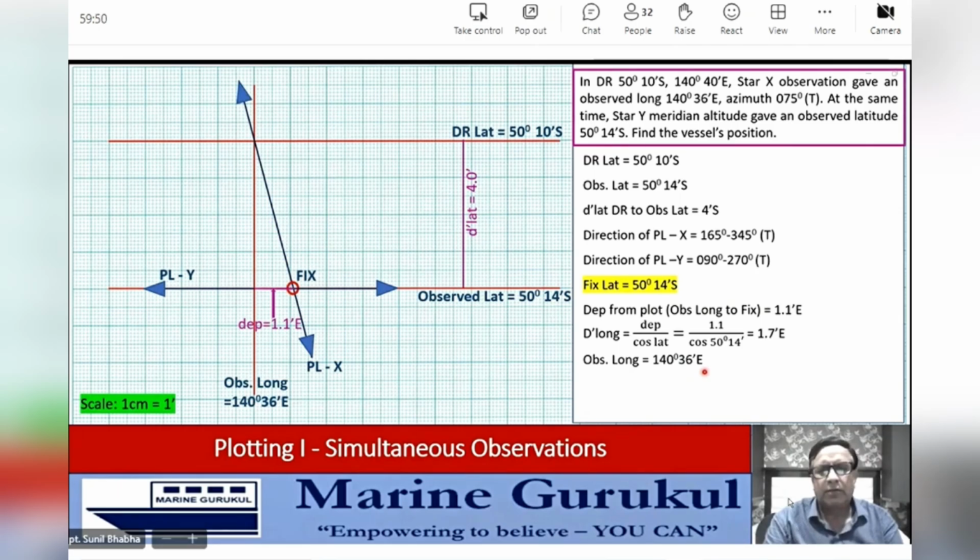When we apply a D long of 1.7 minutes east to it, our fixed longitude becomes 140 degrees 37.7 minutes east. So the coordinates of our fix obtained through plotting would be 50 degrees 14 minutes south, 140 degrees 37.7 minutes east, and it's here that we have the fix of the vessel.